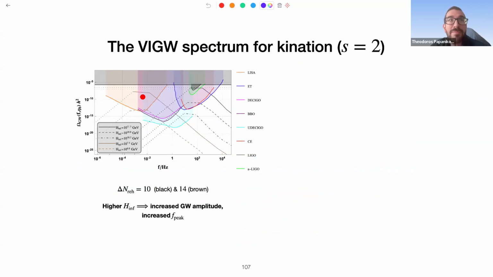Here in the left panel, we see how our VIGW signal scales with frequency by fixing delta N reheating and varying H inflation. We see in the left dotted part of the spectrum this k-cube scaling I mentioned, which should not be trusted, whereas in the solid region on the right, where we have an accurate estimate, the result is trustable. The general trend is that if we increase H inflation, we increase the amplitude of the GW signal and increase the frequency to the right.